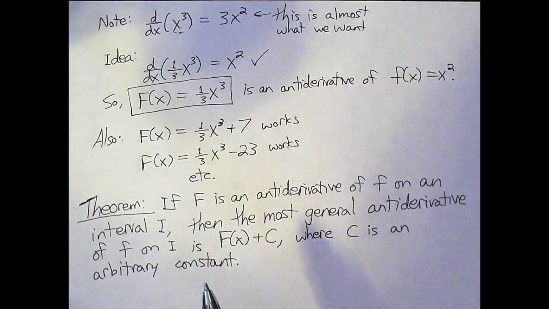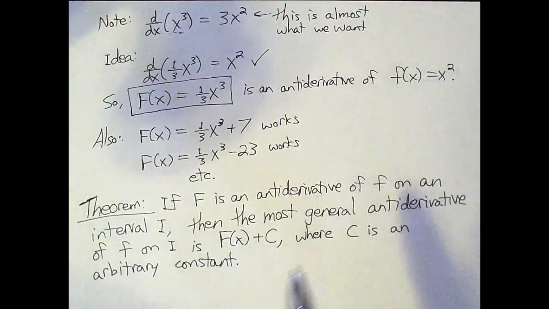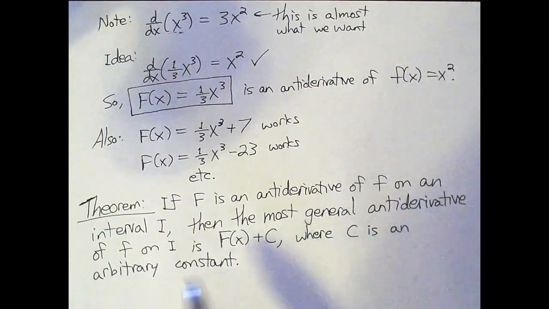Furthermore, this theorem is saying that you can add any constant, but it's also telling us that's the most general antiderivative. So it's basically saying that's all you're allowed to do. You're only allowed to add constants.